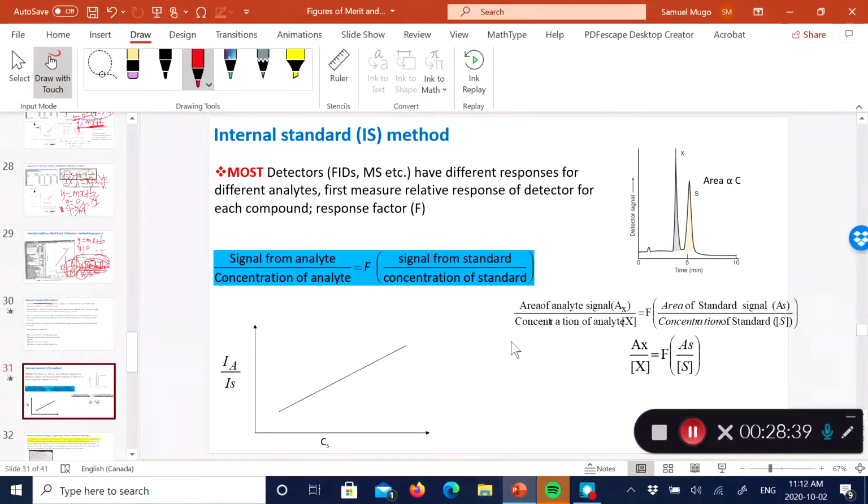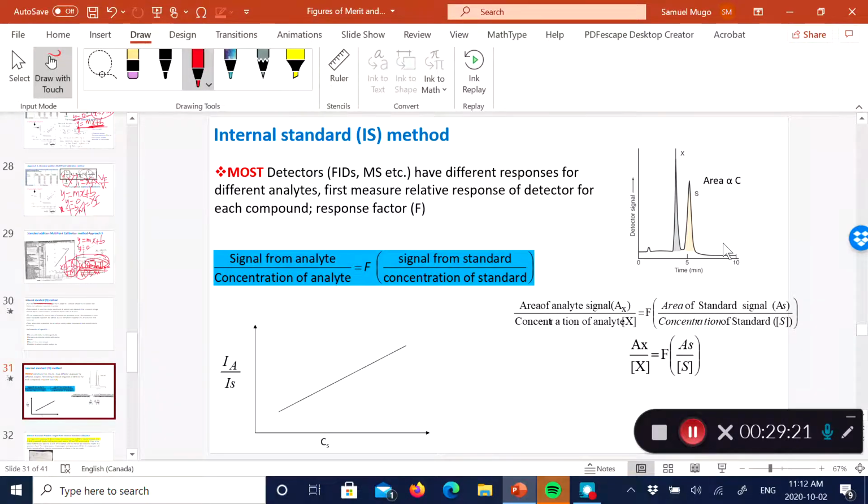Now take note of this. As we did before with the standardization method, you can also do a single point calibration. Single point internal standard calibration is based on this relationship: the signal of the analyte divided by the concentration of the analyte should be equal to a constant, a response factor F, multiplied by the ratio of the signal of the internal standard divided by the concentration of the internal standard.